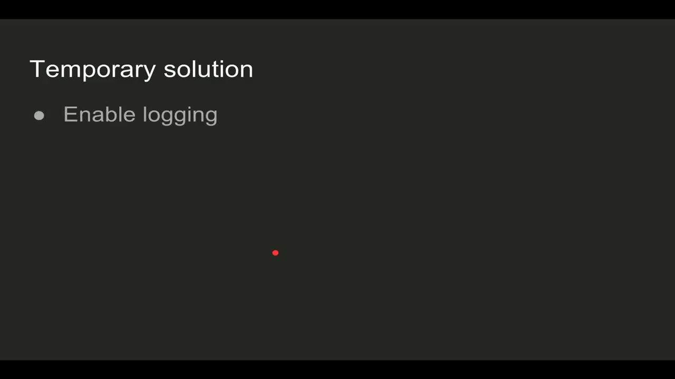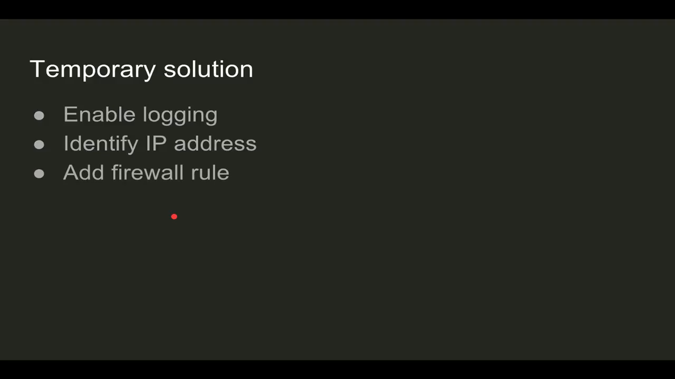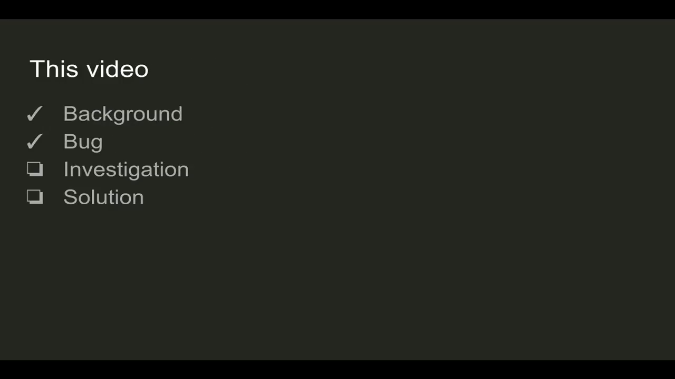I enabled access logs on my cloud platform, I figured out the IP address that the spam was coming from, and then I set up a firewall rule to block that IP address specifically. This was just a band-aid fix, so I wrote down the details about the bug and moved on with development. 8 months passed, and it was now September 12th, 2017. The bug had never resurfaced, but I knew I had to investigate.